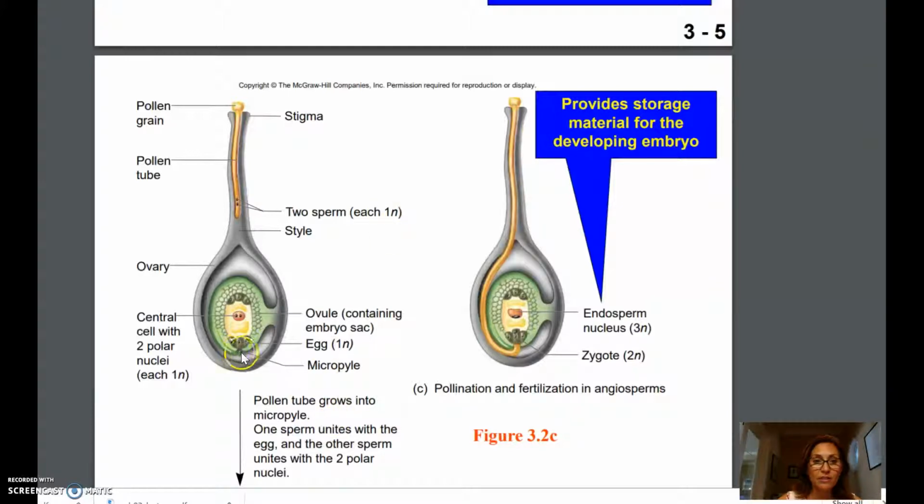The micropyle down here on the bottom is this location just below the eggs. And so the pollen tube grows into the micropyle, goes all the way around down here. And the 2 sperm nuclei unite with the 2 polar nuclei of the central cell. Sometimes you have double fertilization. Don't worry about that right now.